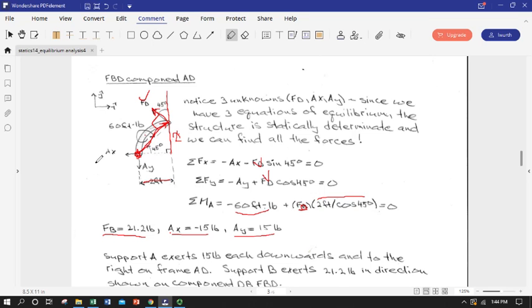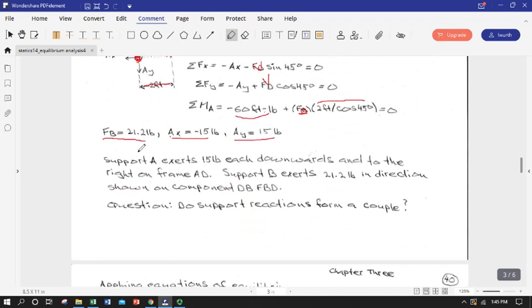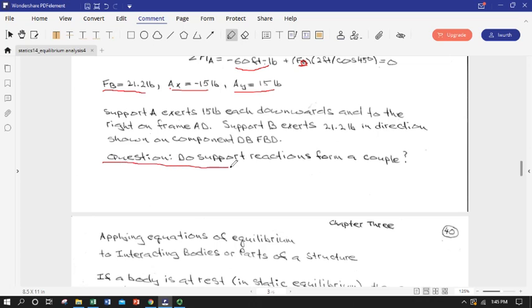So it turns out that A_y was correct in the direction shown, so the support is yanking down and is pushing to the right, and the support at the pin is going to be pushing in the direction shown. It ended up being positive, so it's actually going to be pushing up and to the left on this member, on our left-hand member. And so a question to consider is, do the support reactions themselves form a couple?